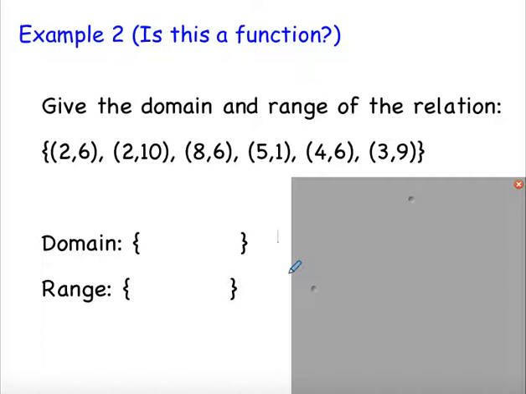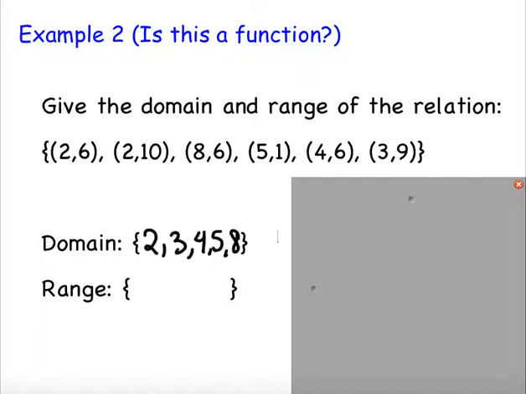Okay? We can talk about the domain saying, what are my x values? What are my input values? And we want to put them in order from least to greatest. So we would say 2, 3, 4, 5, and 8. We do not repeat the 2 that we had because we just want to say I have a 2. I don't care that I have 2 of them up there.